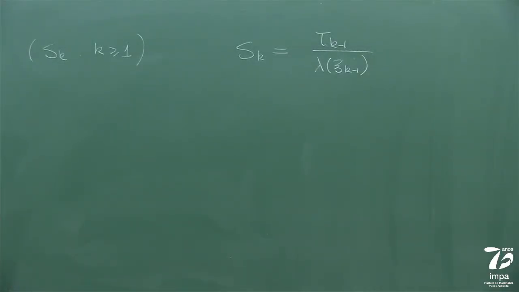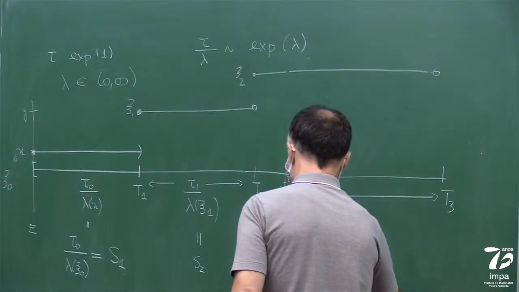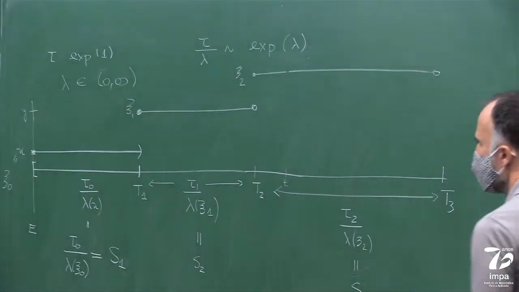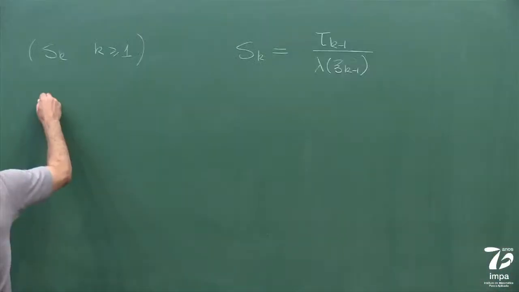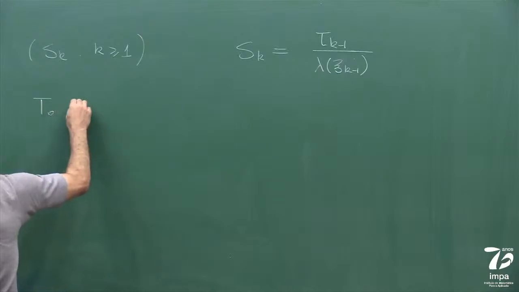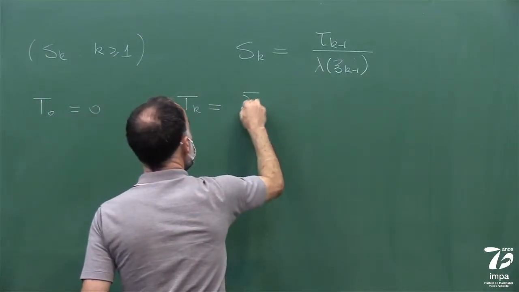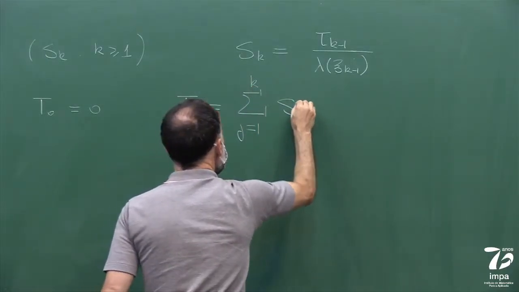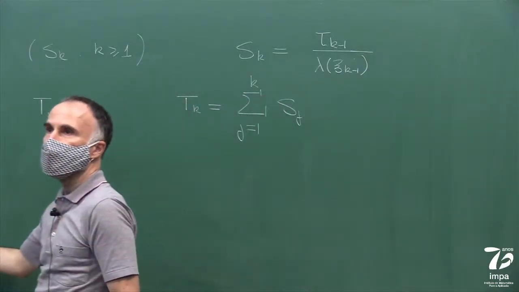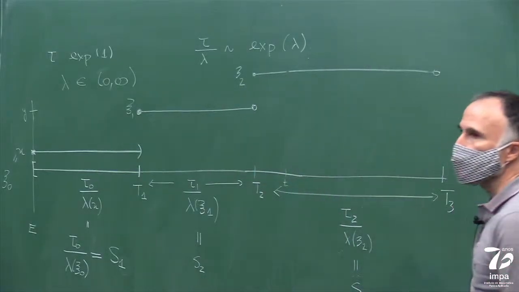So these are the intervals, the lengths of the intervals. And then the total length: t_0 will be 0, and t_k will be the sum for j from 1 up to k of s_j. So these are the jump times. At time t1 you have the first jump, at time t2 you have the second, at t3 the third, and so on.